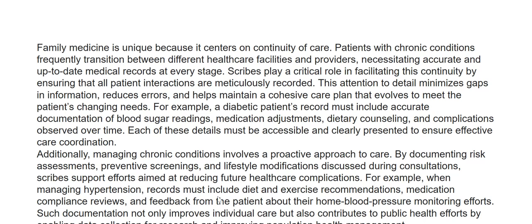For example, when managing hypertension, records must include diet and exercise recommendations, medication compliance reviews, and feedback from the patient about their home blood pressure monitoring efforts. Such documentation not only improves individual care but also contributes to public health efforts by enabling data collection for research and improving population health management.